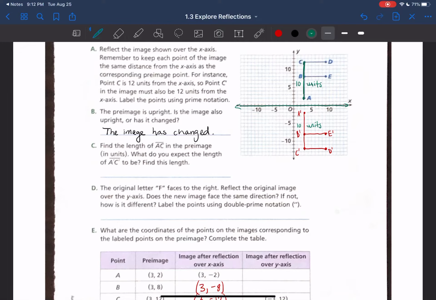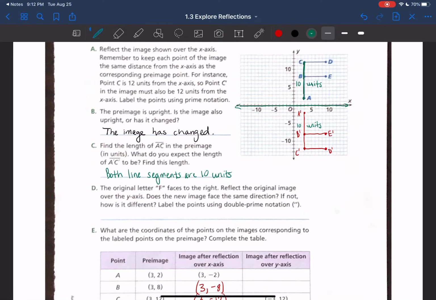So both line segments are 10 units. And as is the case with all of the transformations that we're talking about, the length of all of the line segments will stay the same, and all the angle measures will stay exactly the same. The only thing that might change is its position or its orientation, which is the case here.